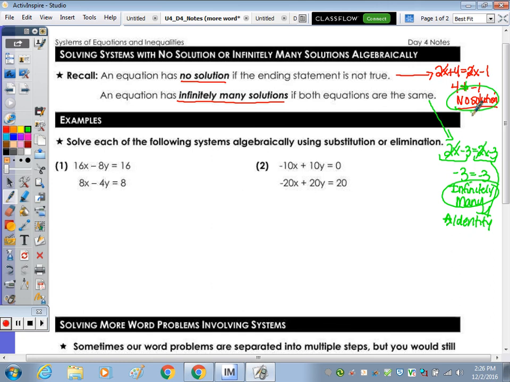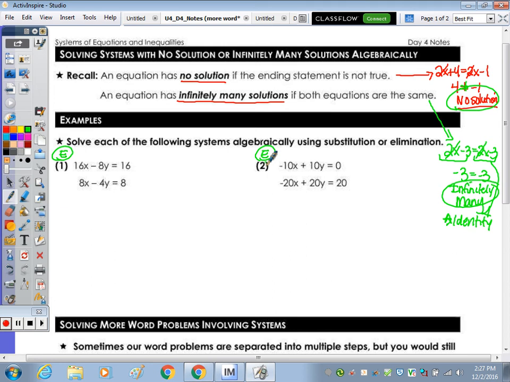Okay, so let's take a look at the first two examples. Now we're in a system. Solve each of the following systems algebraically, so by hand, not using a calculator, using substitution or elimination. Number one, let's first discuss, would you use substitution or elimination to solve number one? Elimination. What about number two? Would you use substitution or elimination for two? Elimination. So we don't have one that's substitution because we don't have an x equals or y equals.